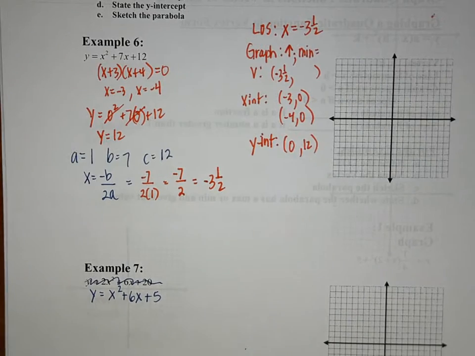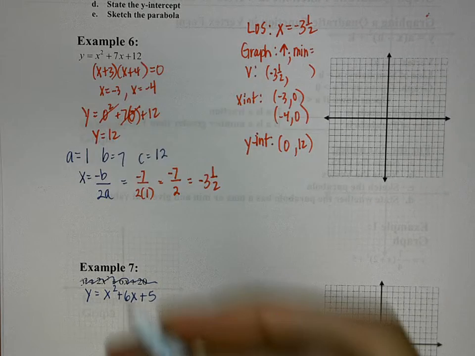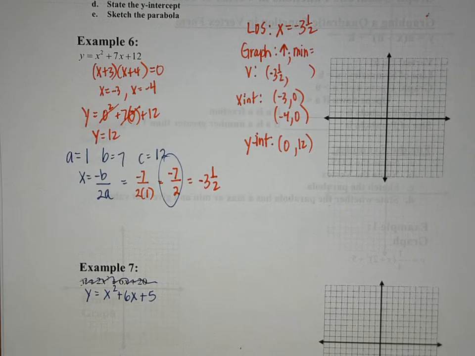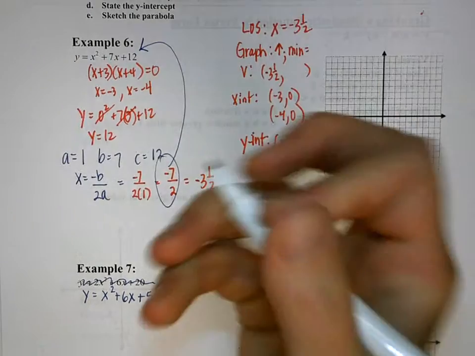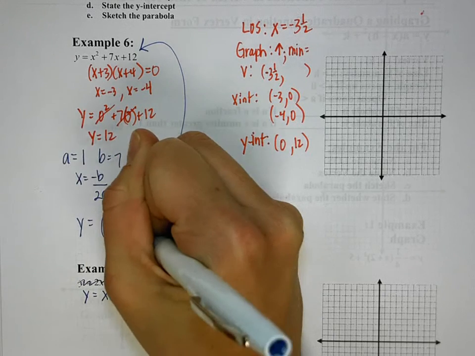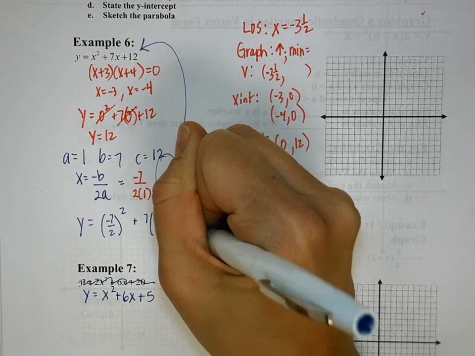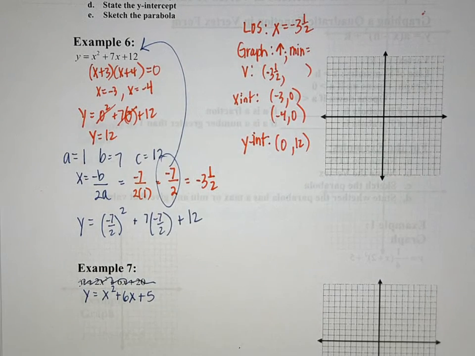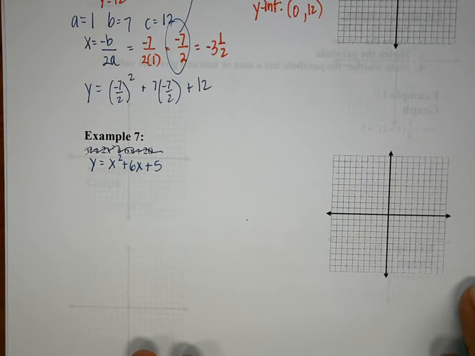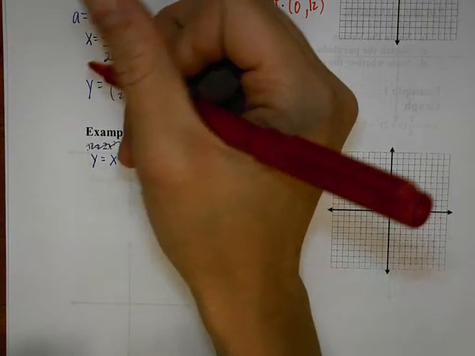Now the last thing I need to find is my y value of the vertex, right? We find that by plugging in your x value, which is -7 over 2. So we're taking this and plugging it back into our equation. So y equals (-7 over 2) squared plus 7 times -7 over 2 plus 12. And I'm going to move this up so you guys can follow this a little better here. Okay, so when we square it, what do we get here?